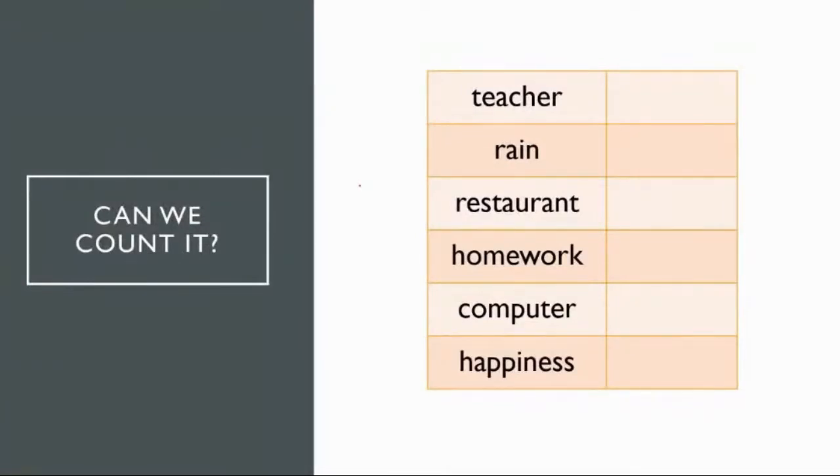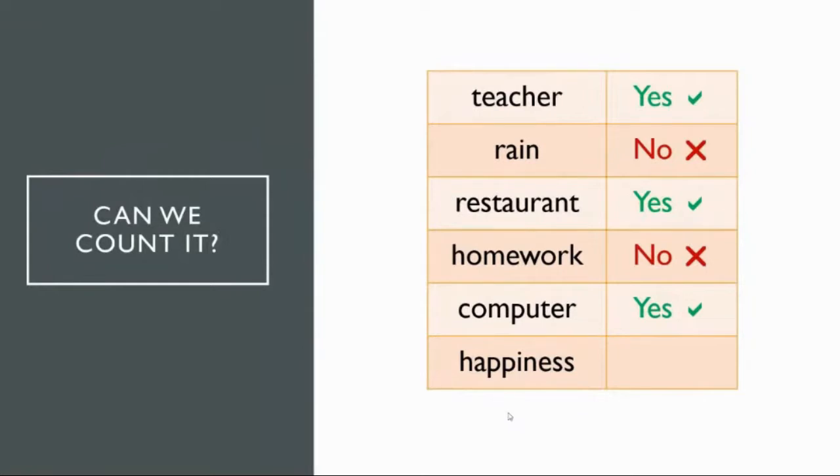Here we have 6 nouns. Can we count these things? We went through that teacher is countable. Rain is uncountable. Restaurant is countable. Homework, uncountable, right? We cannot count it. Computer. Now, can we count computer? Can I say I have 10 computers and 11 computers? Yes. Computer is a countable noun.